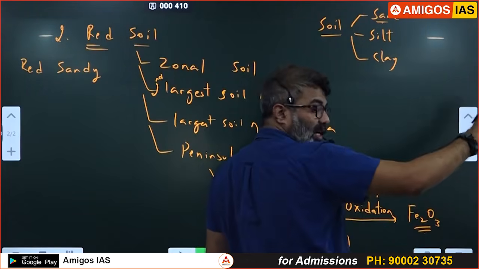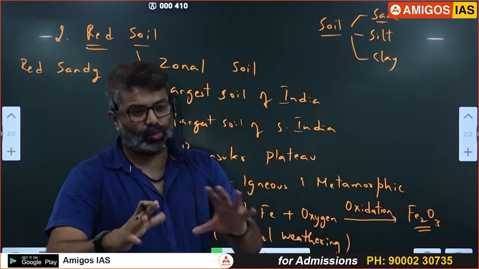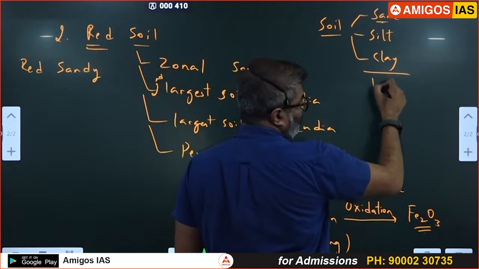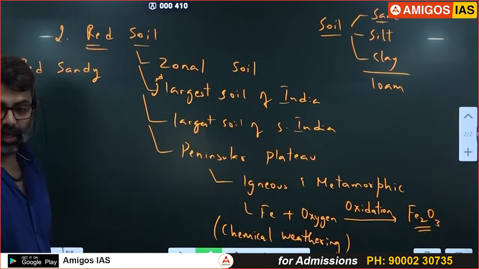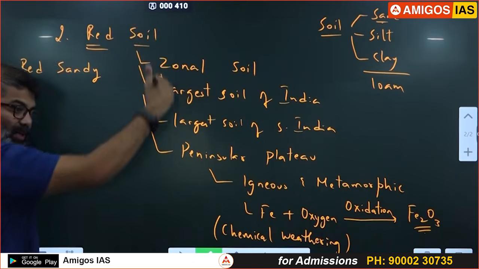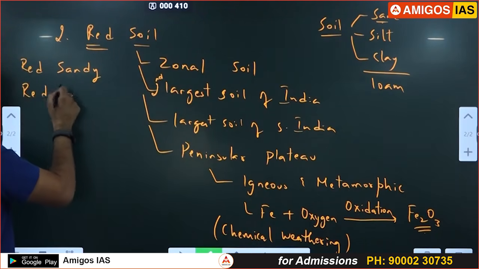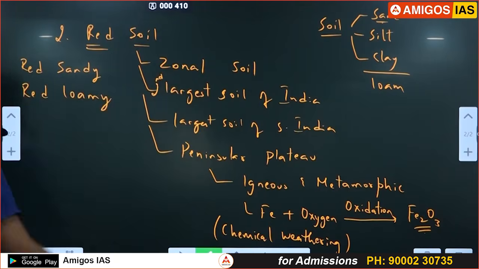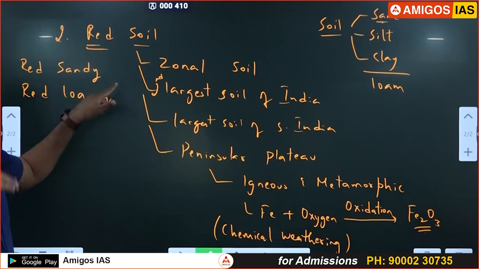In a very rare case, each of them is one third proportion, in equal proportion, almost equal. Then it is called loam, loam soil or loamy soil. So in South India, we have red sandy also, red loamy also. What does loamy mean? All three equal. Around Hyderabad, we have red sandy, and slight red and yellow if you travel around Hyderabad.